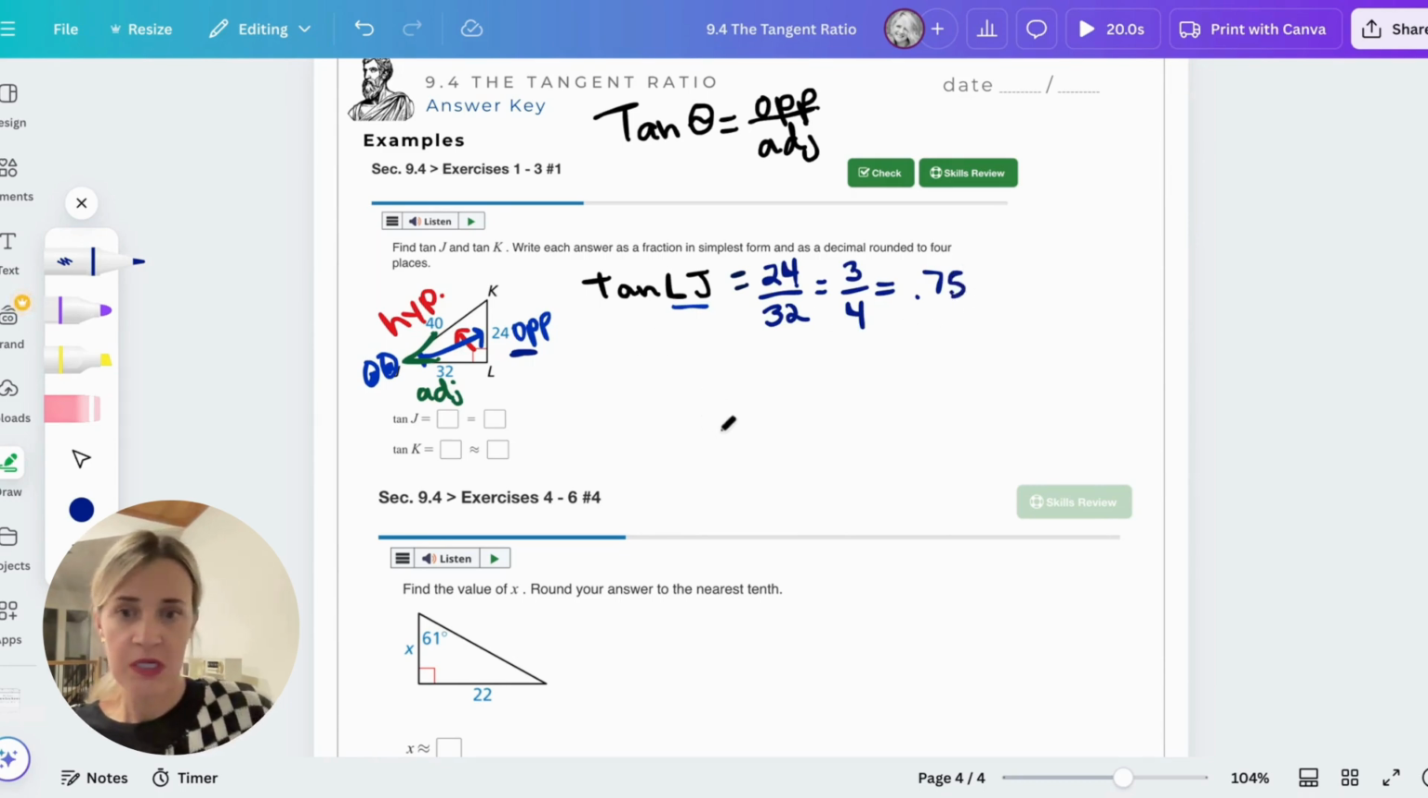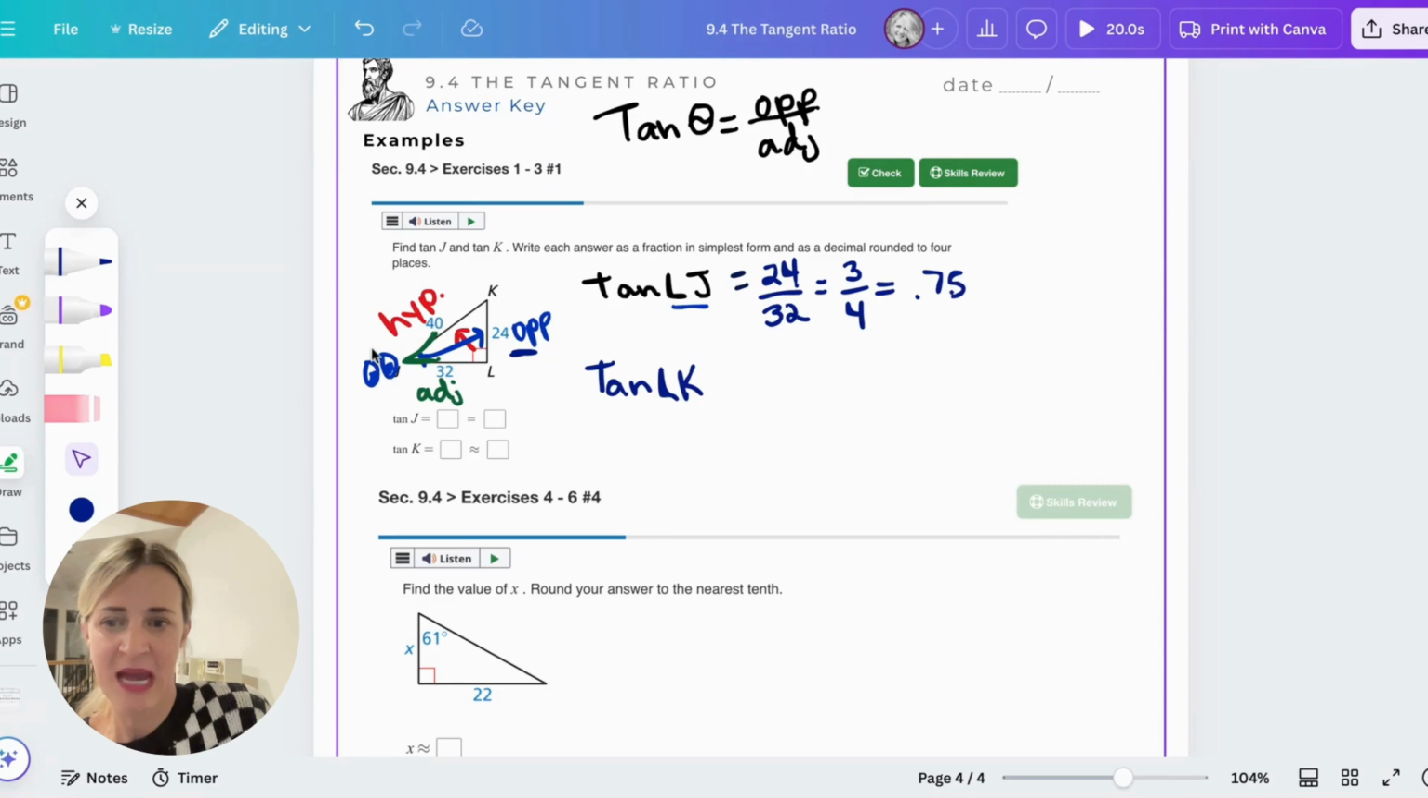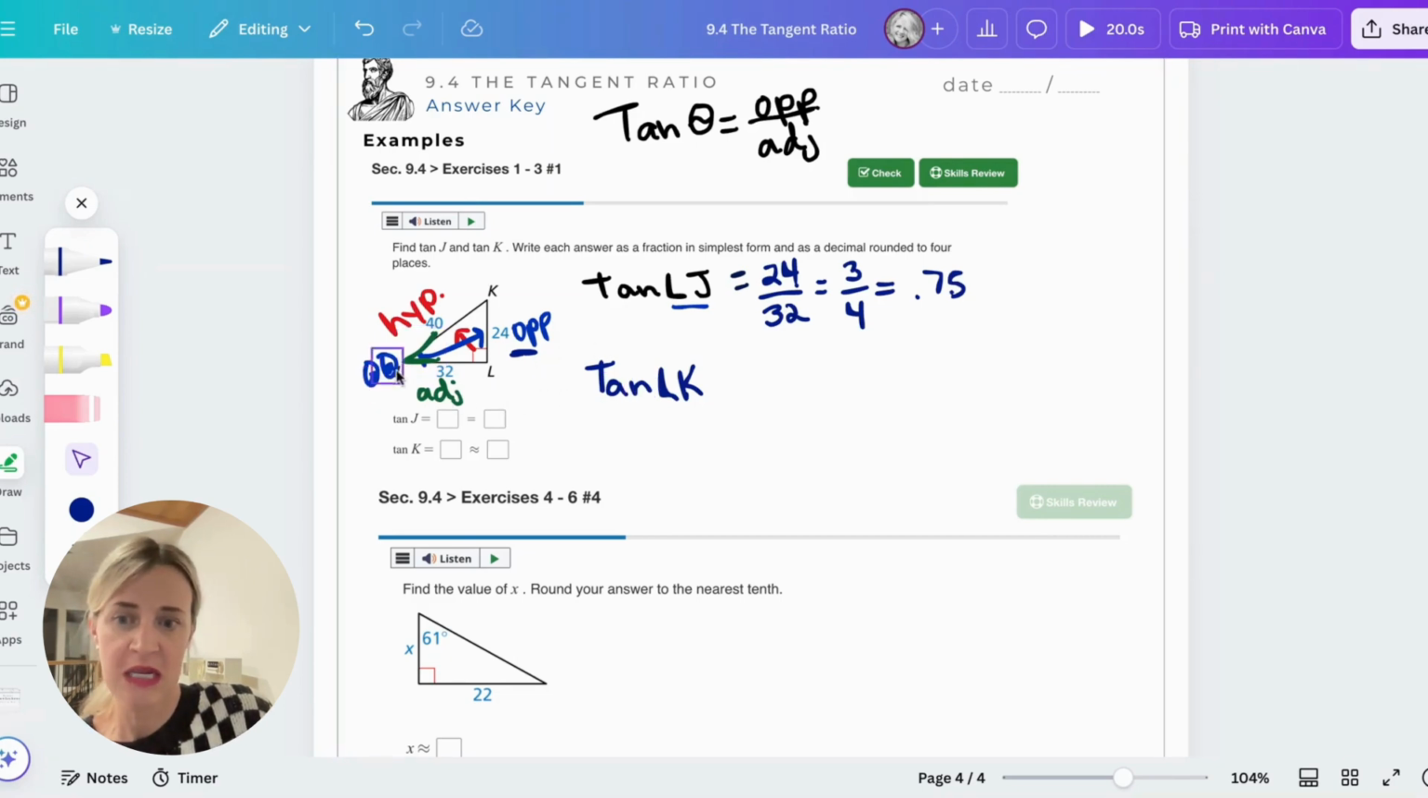Okay, now we want to know, though, the tangent of angle K. And we actually cannot just use those. We can't say, okay, it's opposite over adjacent, that's the tangent of angle J. We have to relabel our triangle. So I'm going to go ahead and delete how I labeled before, because now our eyeballs aren't going to be at J. Our eyeballs are actually going to be at K.